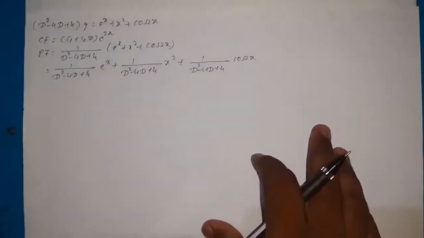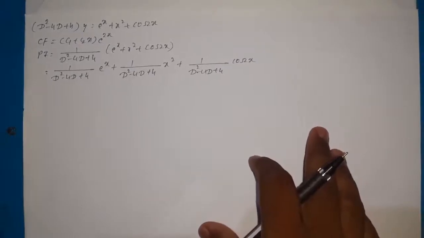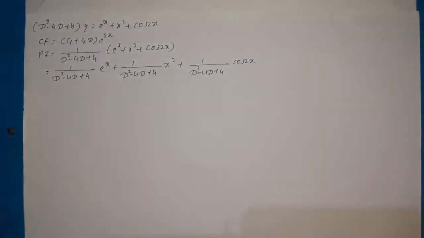In this class let us discuss remaining examples on the third case of particular integral. So this is the first example of today's class. Solve the differential equation (D square minus 4D plus 4) y is equal to e power x plus x square plus cos 2x. So here we have three functions on the right hand side of the given differential equation.